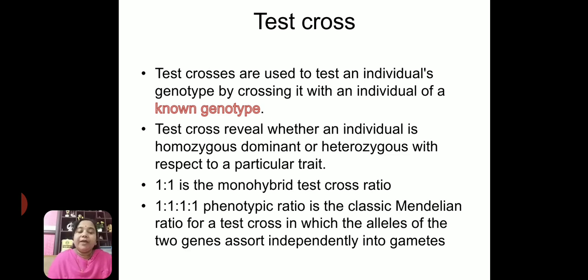Again, the monohybrid test cross ratio is 1:1, but the dihybrid test cross ratio is 1:1:1:1. Dihybrid means there are two genes which assort independently. If one gene is there, then the ratio is 1:1. If two genes assort independently, then the ratio is 1:1:1:1, and four phenotypes can be observed.